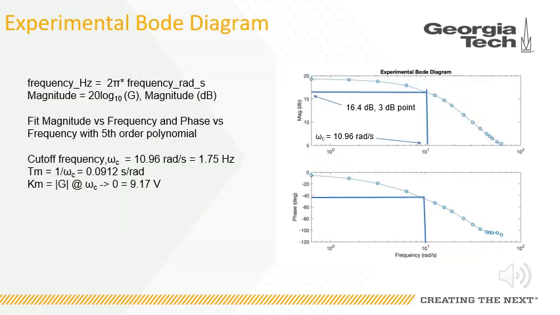Having found that data, we were able to convert frequency from hertz to radians per second, as well as find magnitude in decibels. We then fitted this data of magnitude versus frequency and phase versus frequency with a fifth order polynomial using the polyfit function in MATLAB. And from this, we were able to find the 3 decibel point, and we were able to find the cutoff frequency. And with this cutoff frequency, we were able to find the motor gain constant as well as the motor time constant.